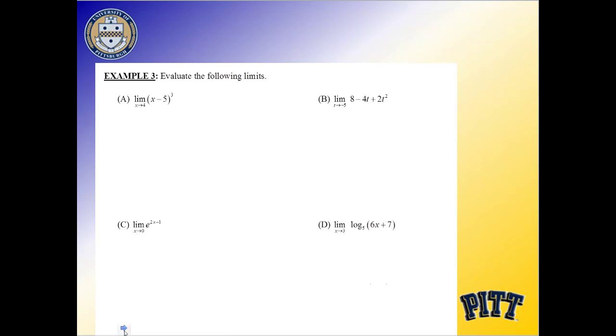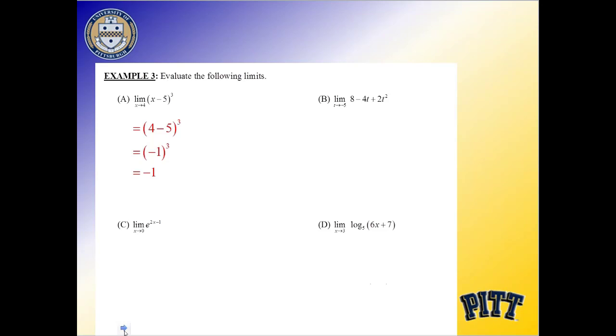So what I do in an instance like that, the very first thing I try when I evaluate a limit, is just put the number that I'm approaching in for the x. So for instance here, I'm going to put 4 in the place of x, which gives me -1 to the third power, which equals -1. Since that is a numeric value, I don't have any issues with it, that's the answer.